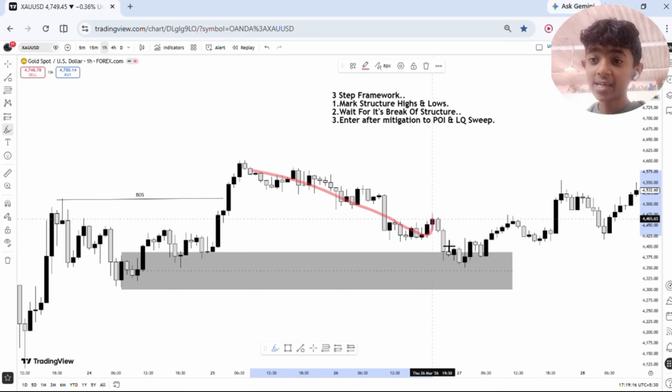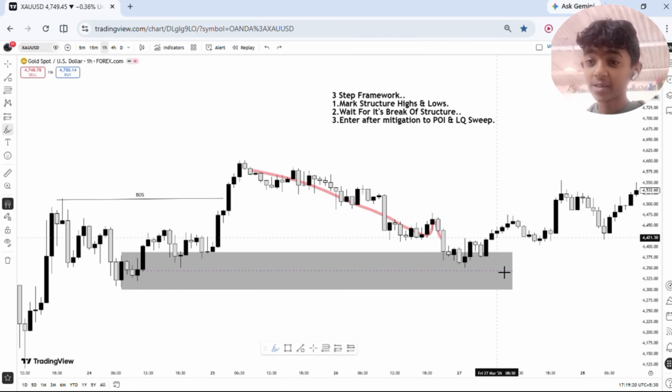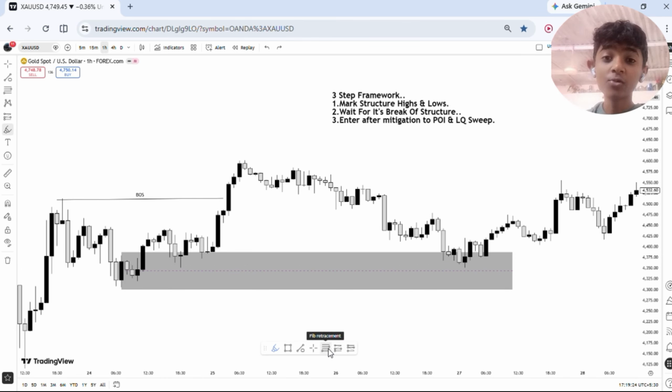It has been successfully checked that price has mitigated the point of interest, and now our main part is we have to wait for a liquidity sweep. In order to get a high quality entry, we have to wait for extra confluencers, and the extra confluencer in this strategy is the liquidity sweep. You can get the liquidity sweep on any point of interest. If you want more sniper entries, you can go to 15 minute or 5 minute. My recommendation is to go to 15 minute.